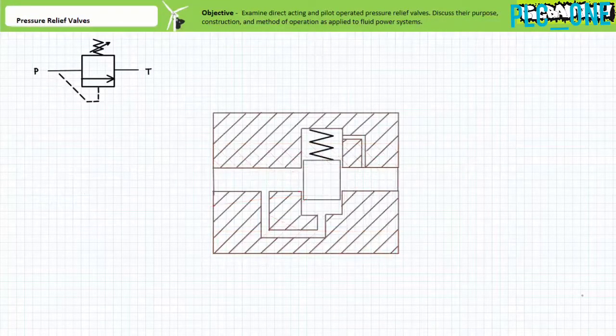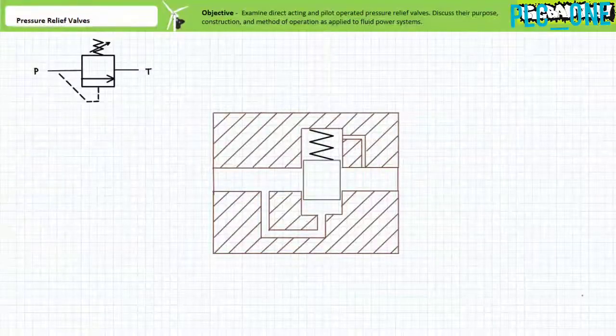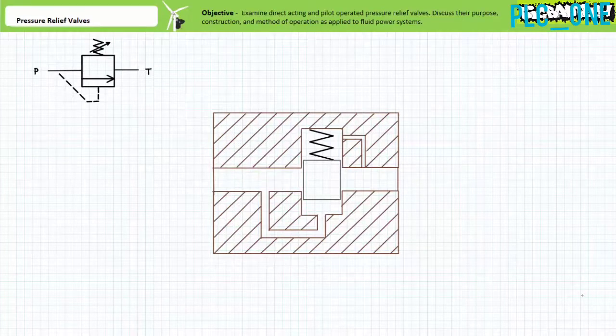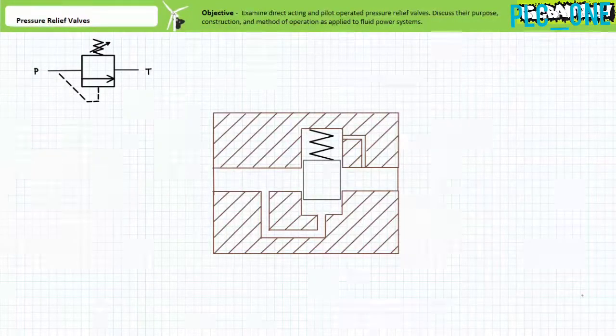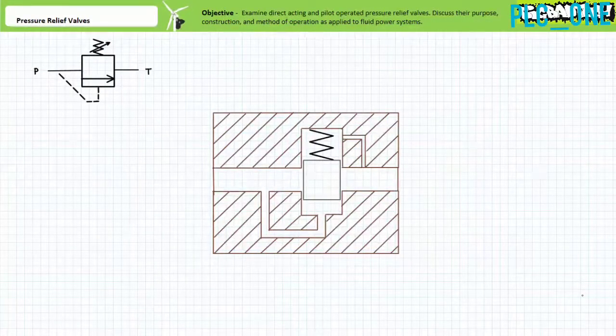Alternatively, consider this configuration of a direct acting pressure relief valve. In this configuration, a moving piston held down by a biasing spring obstructs the main P to T passageway. However, a narrow pilot passageway acts on the bottom face of the moving piston. This pilot passageway is the dashed line in our schematic symbol.